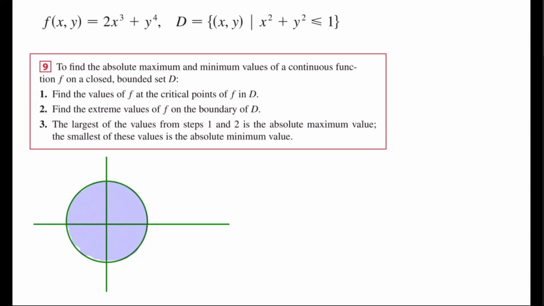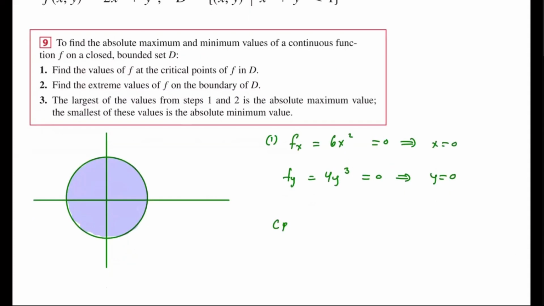So let's do that. So find partial of f with respect to x, partial of f with respect to y. I'll take the partial derivative of this with respect to x. That will give us 6x squared. Then we set it to 0. That'll give us x equals 0. Then we take the partial derivative of f again with respect to y, which gives 4y cubed. Then we set it to 0. That gives us y equals 0. All right, so our critical point of the function is (0, 0), which is the origin right here.